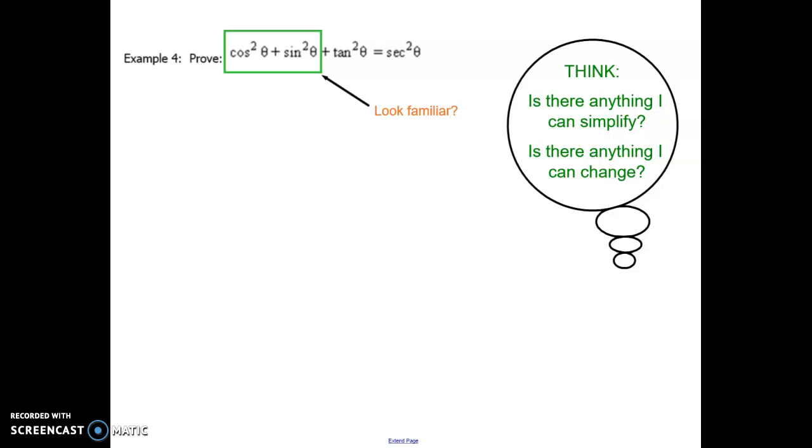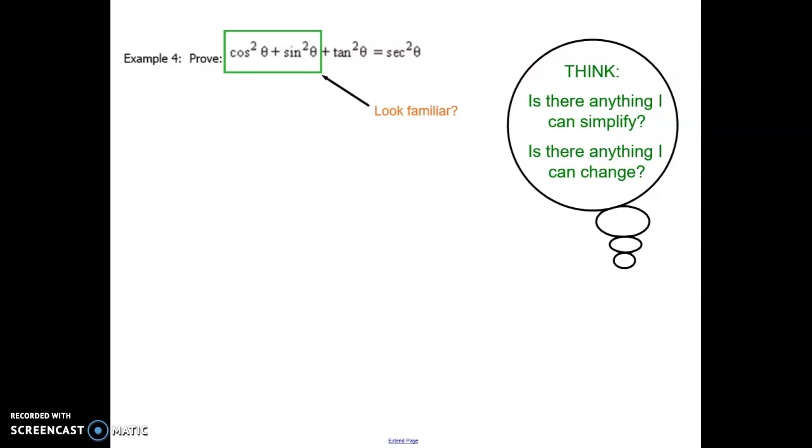So this one says prove that cos squared plus sine squared plus tan squared equals secant squared. Now there's a couple little rules. First of all, you can only change one side of the equation when you're doing proof. So the easiest thing to do, you guys, is to change the more complicated side, because it's easier to take a complicated question and simplify it than to take something simple and try to complicate it.